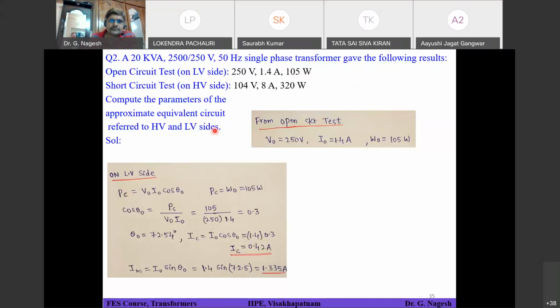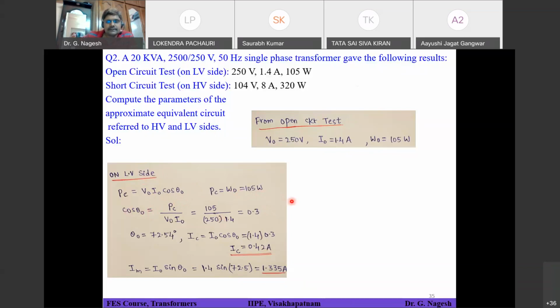First of all, you should remember that these instruments are connected on the LV side. So the RC and XM that you are going to calculate are referred to the LV side, meaning you are getting those values already in the LV. So PC is given as V naught into I naught into cos of theta naught. It's an open circuit test. So PC is equal to W naught, which is 105 watts given in the question. Cos theta naught you have to calculate from this. If you do that, you are going to get 0.3. That will be your no load power factor.